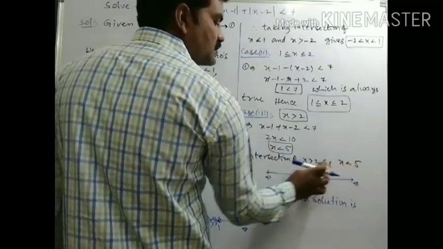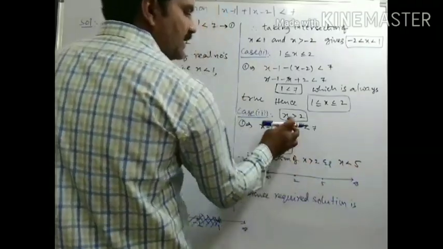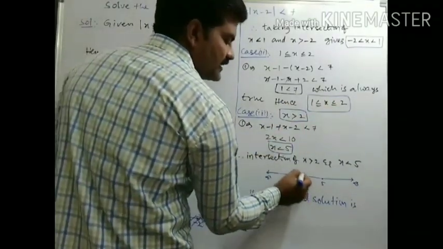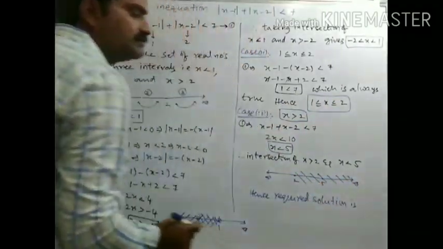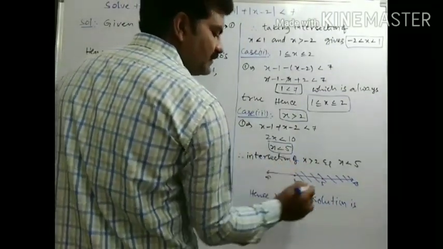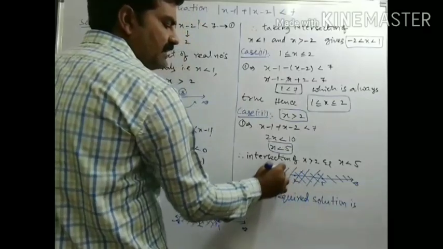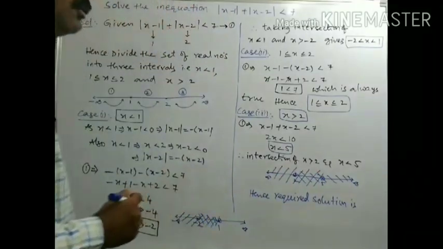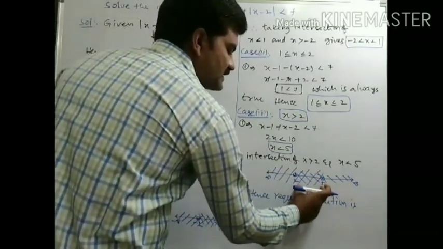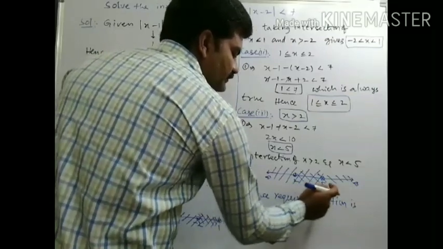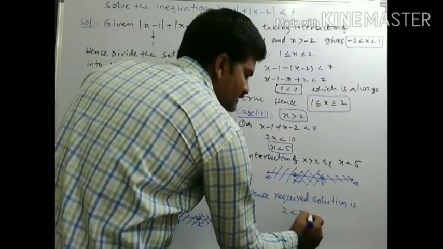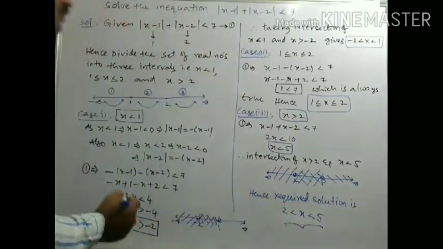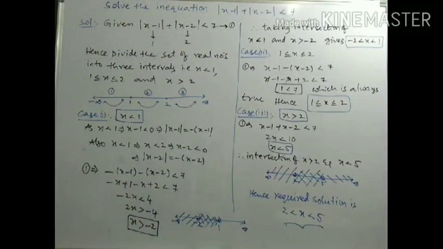So please note these numbers 2 and 5 on the number line. Case 1 is greater than 2, this is the region which is greater than 2. And case 2 what we got is less than 5, this is the region less than 5. So hence the common solution is, of course 2 and 5 are not included, that's why open circles. Therefore the required solution is 2 less than x less than 5. So 2 less than x less than 5 is the required solution. So, most important problem, standard problem.